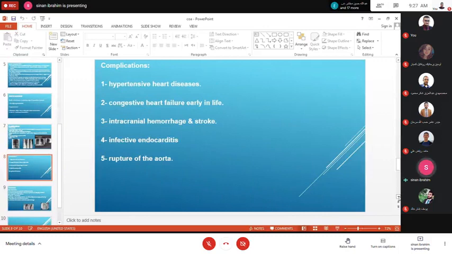What are the complications of a patient with coarctation of aorta? As we said earlier, they are liable to develop hypertensive heart disease and also congestive heart failure, pump failure in early life if there is severe obstruction. This is the ductal, infantile or neonatal type. Intracranial hemorrhage and stroke, increased pressure may cause bleeding, infective endocarditis, and also rupture of the aorta.